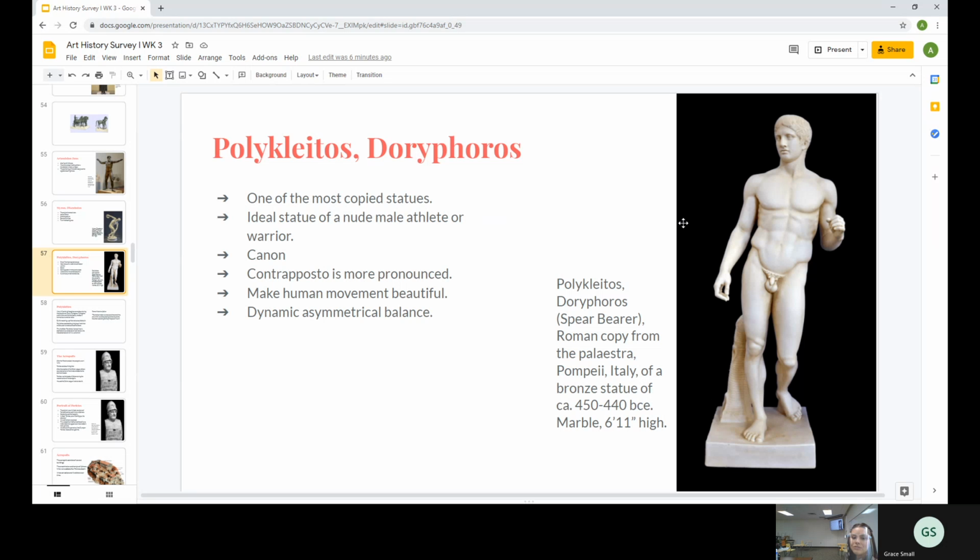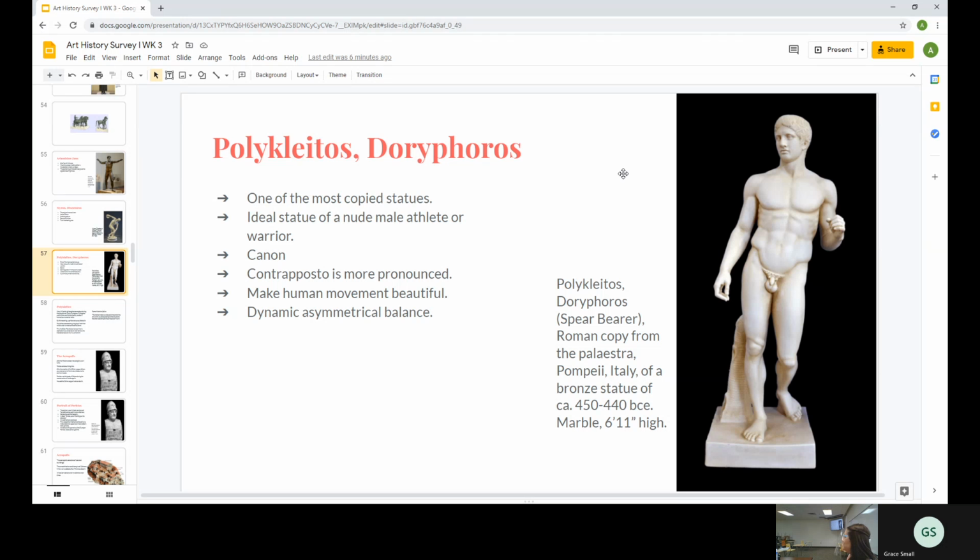Polyclitus is also really famous for writing a book called the Canon. The Canon studies the perfect mathematical proportions of the human male body. And the ratio is 1 to 7 or 1 to 8? 1 to 7. It's 1 to 7. So 1 to 7 is the ratio on how you determine things like head spacing, neck spacing, torso, and everything else. Yeah, math. It was literally math.